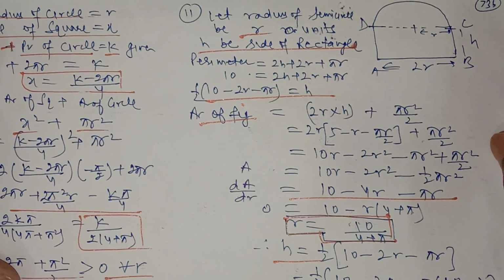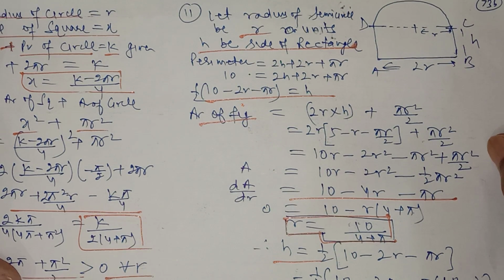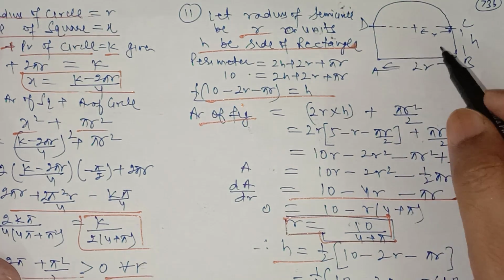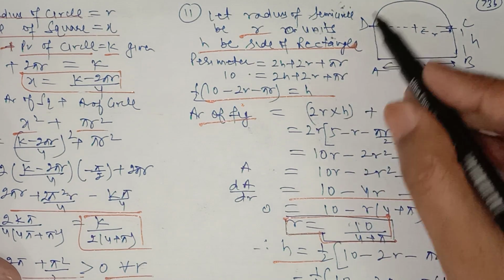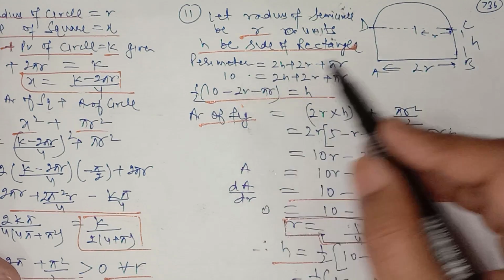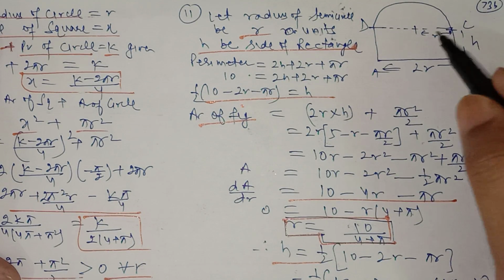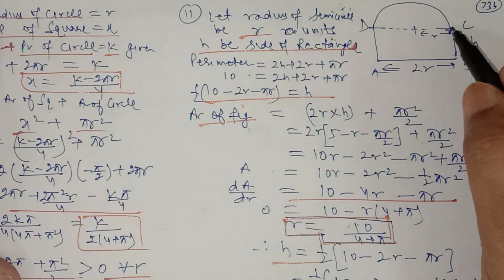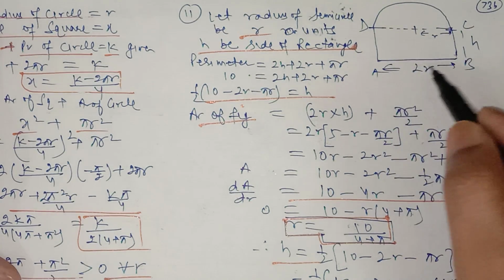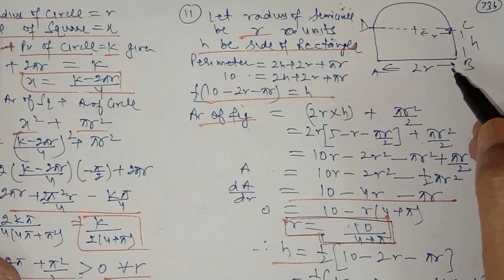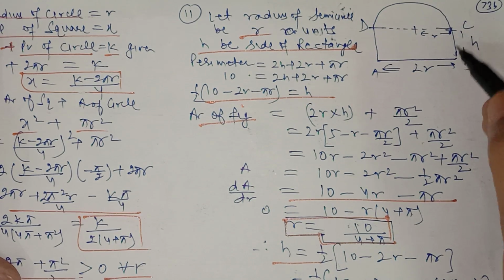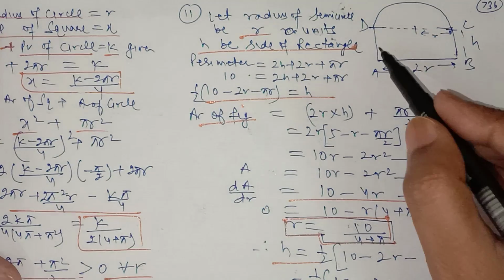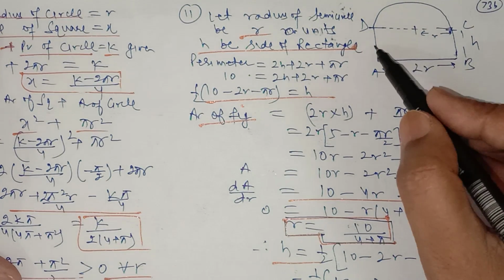Now the maximum light can enter through it only when it has maximum area. So it means you have to show that its area is maximum, and the perimeter of this is given, which is equal to 10. So let the radius of the semicircular portion be r, so its diameter will be 2r. Therefore the length of the rectangular portion will be equal to 2r, and let the breadth or the height of this window be h.